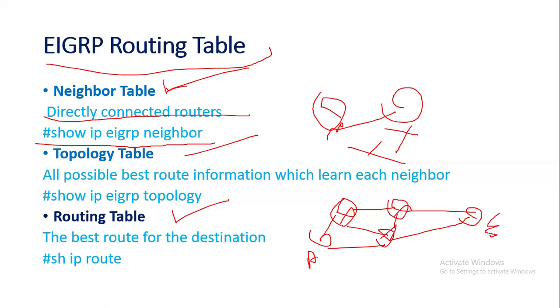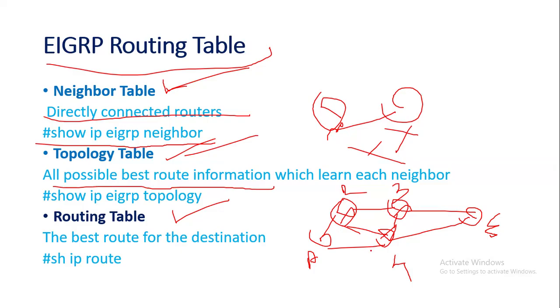What is the topology table? Let's take an example of reaching from A to E. This router has two routes, this router has three routes, this router has four routes. That means for reaching from A to router E, there are multiple routes available. But what the topology table holds is all the possible route information, that means the source and destination and how many routes they have.